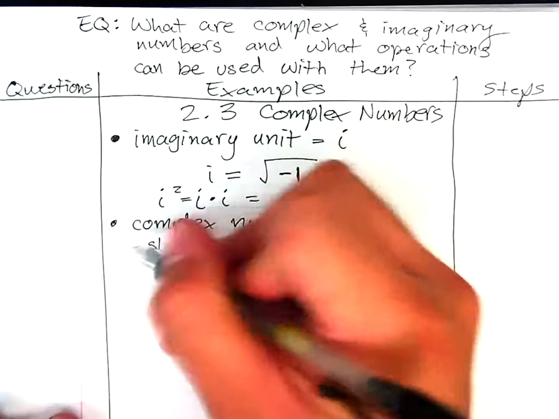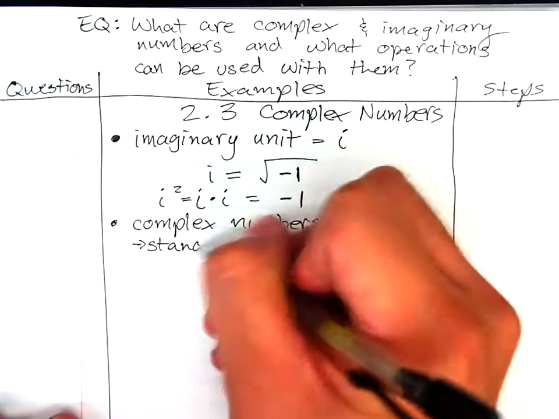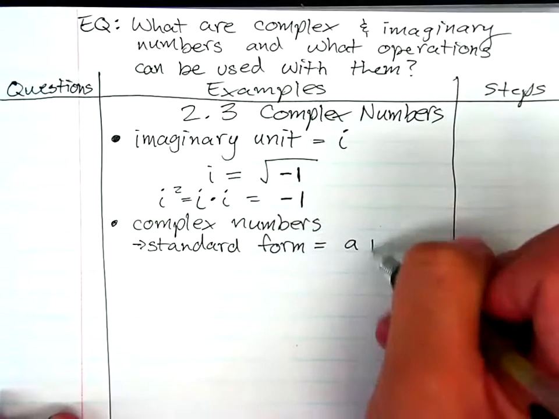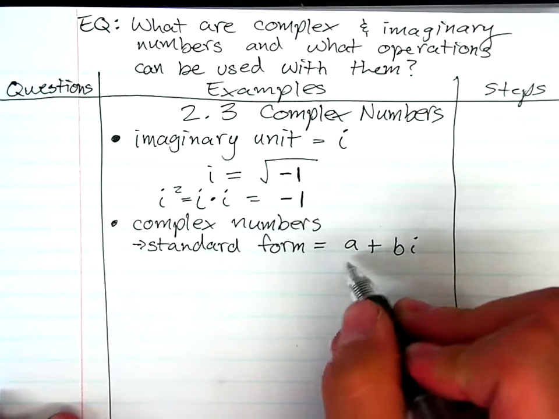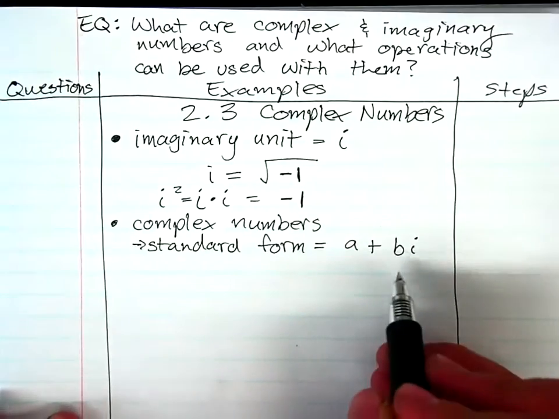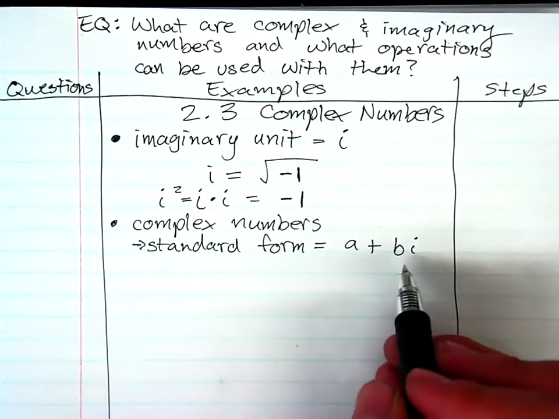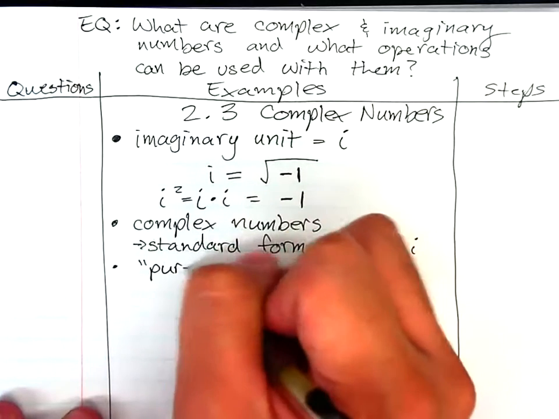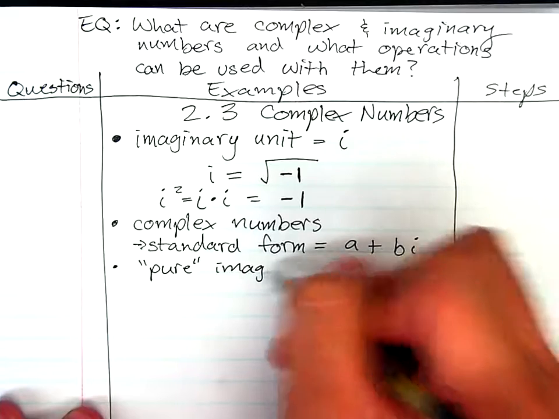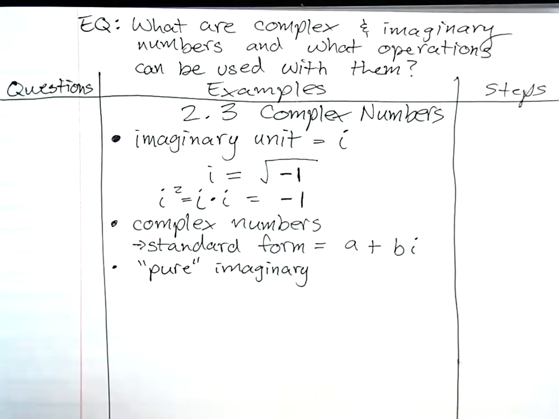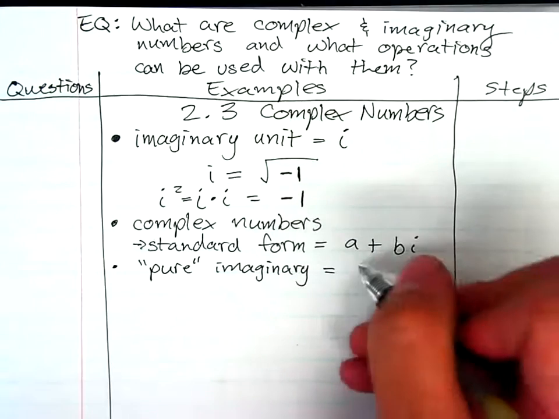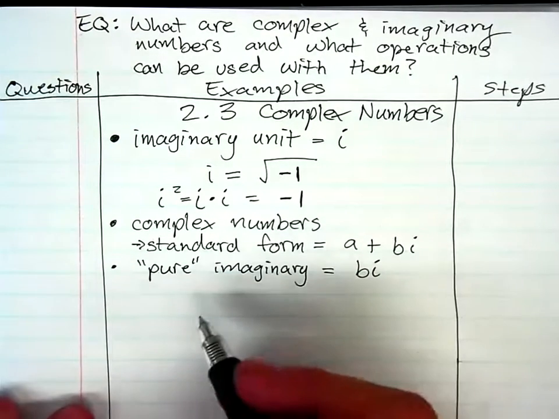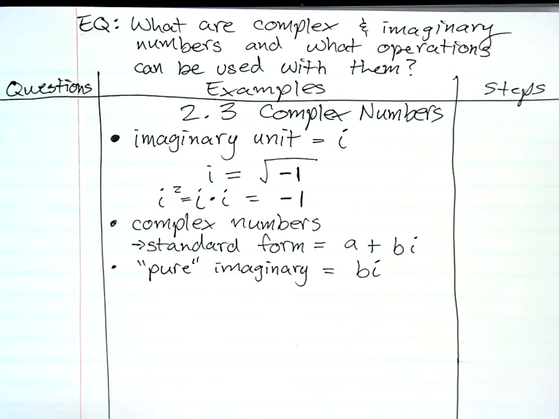So in standard form, let me draw an arrow right there, standard form, it will be written in the form a plus bi. a is just the regular constant, and b is representing the number or constant in front of the imaginary number. Okay? In terms of pure imaginary, these are the numbers that are only imaginary. There's no real number attached to it. And these are represented by bi. Okay? Now we're going to go ahead and see some examples and try to make sense of all of this.